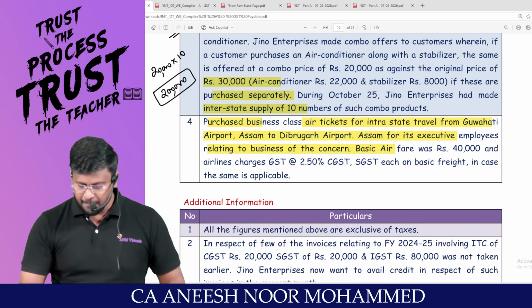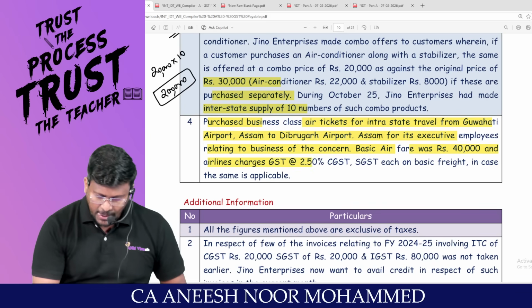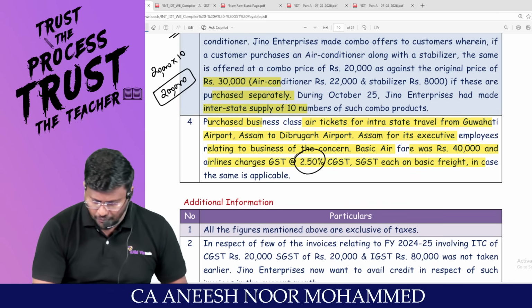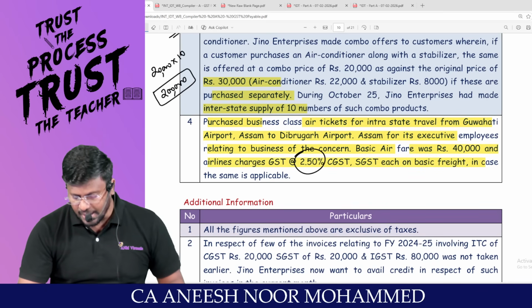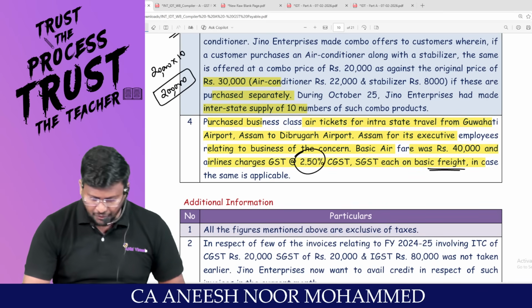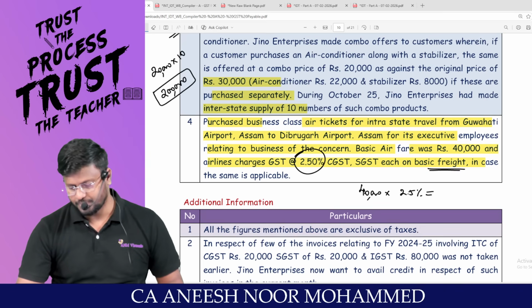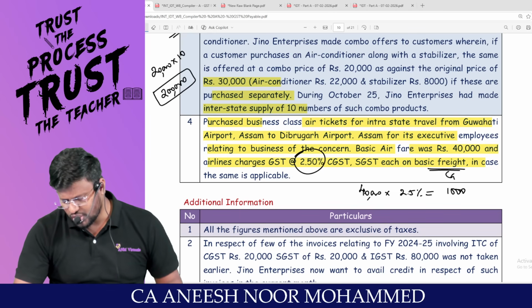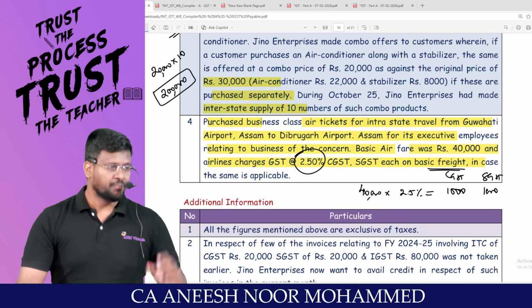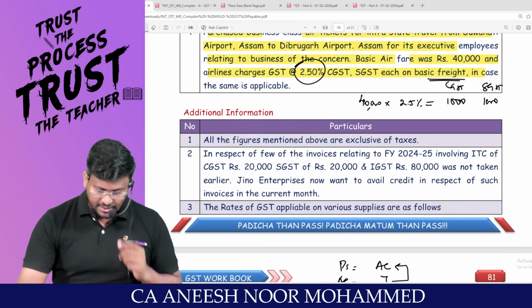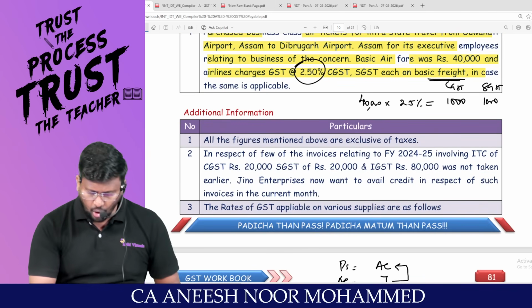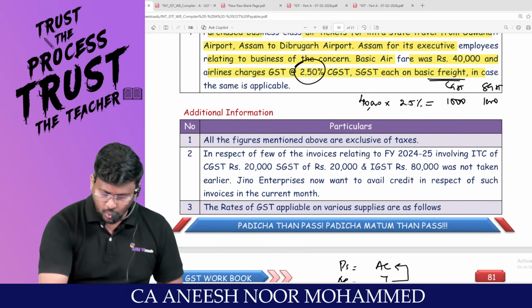Am I right? Basic airfare was 40,000 and the airline charges GST of 2.5% CGST and 2.5% SGST on basic freight in case of same is applicable. So 40,000 into 2.5% comes to 1,000 rupees CGST I would have paid and 1,000 rupees SGST I would have paid. Then this 2,000 can be taken as ITC. These are the additional information. All the figures mentioned above are exclusive of taxes.